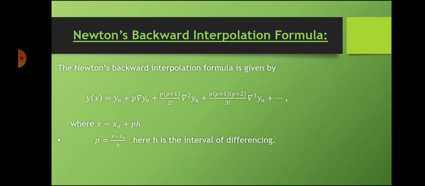Coming to my topic, Newton's backward interpolation formula. The Newton's backward interpolation formula is given by y of x equals yn plus p del yn plus p into p plus 1 by 2 factorial into del square yn plus p into p plus 1 into p plus 2 by 3 factorial into del cube yn plus and so on, where x equals xn plus ph, p equals x minus xn by h, where h is called the interval of differencing, that is nothing but the difference between the two successive arguments.